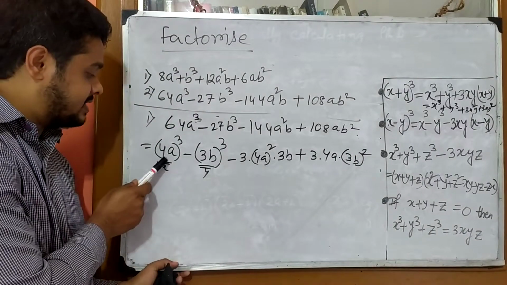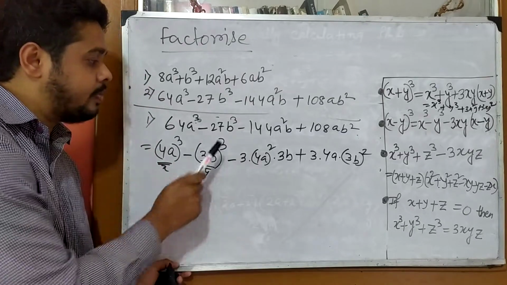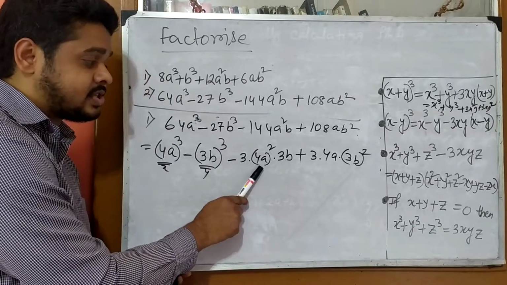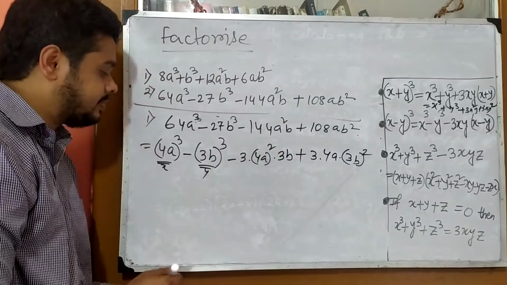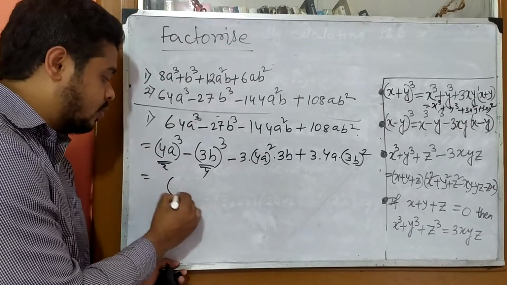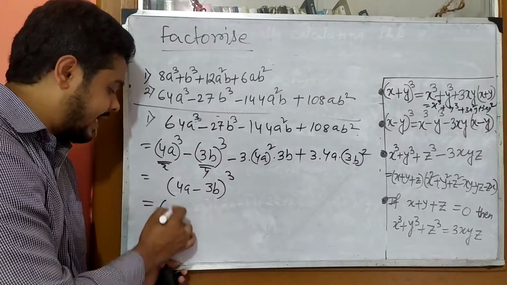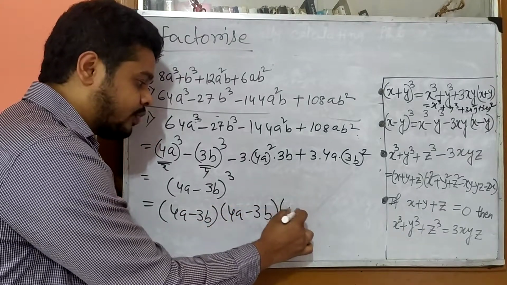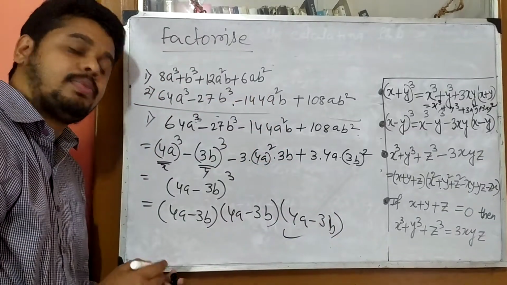And I repeat once again, x cube, that is 64a cube equals 4a whole cube, 27b cube means we can write 3b whole cube, minus 3x square y plus 3xy square. Clear? So this is the formula of x minus y whole cube. So we can write 4a minus 3b whole cube. So we can write 4a minus 3b, 4a minus 3b and again 4a minus 3b, 3 times. That is the factorization of this problem.